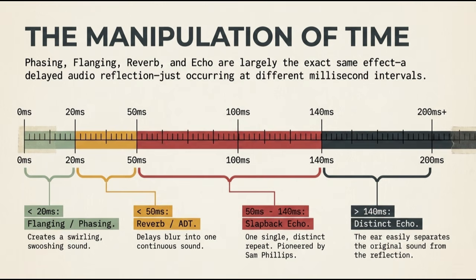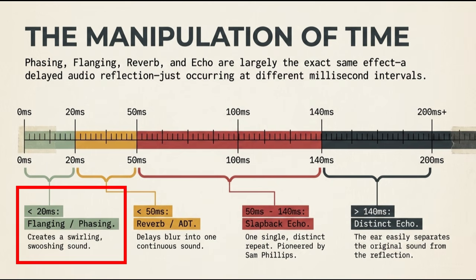Another way we can manipulate time for effect is to take a sound, split it into two signals, and delay one of those signals a tiny bit, less than 20 milliseconds. And then slightly but continuously change that delay time, which creates this sweeping, swooshing sound. It's often used on guitar sounds like this.